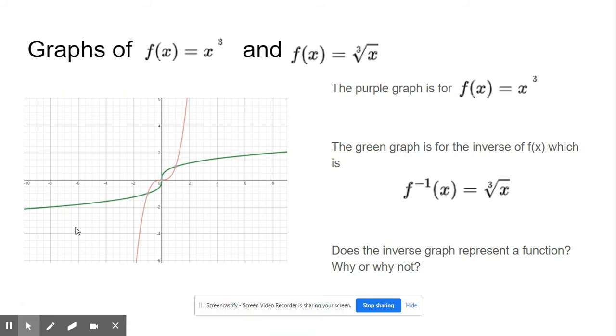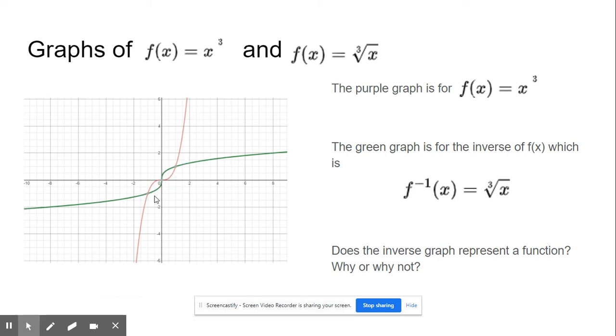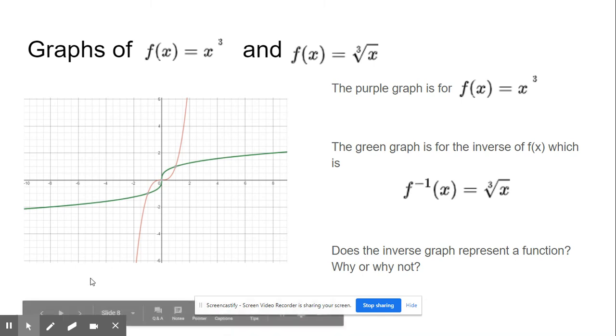Here, the purple graph is f of x equals x cubed, and the green graph is the inverse function, the cube root of x. In this case, does the inverse graph represent a function, y or y not? Well, since the inverse would pass the vertical line test, we can say that the inverse graph does represent a function, and you don't have to restrict the domain as you had to with f of x equals x squared.